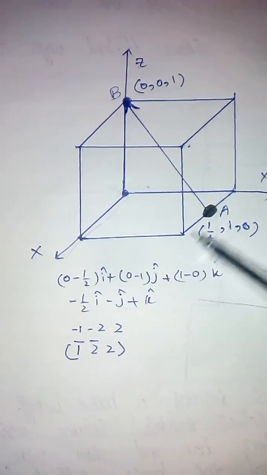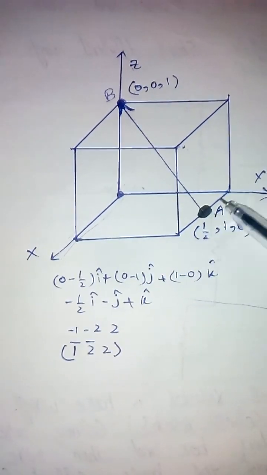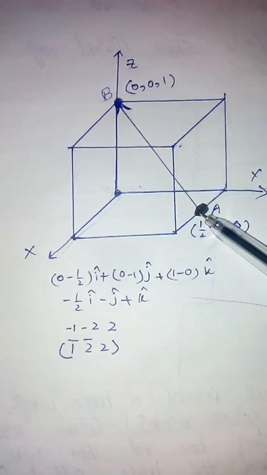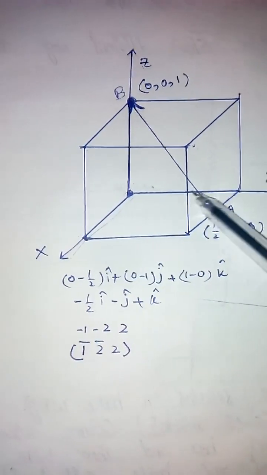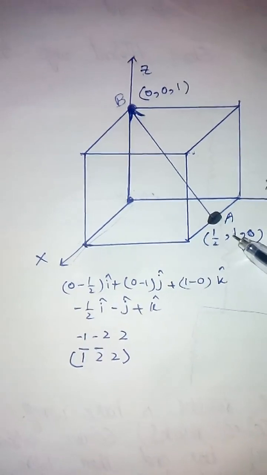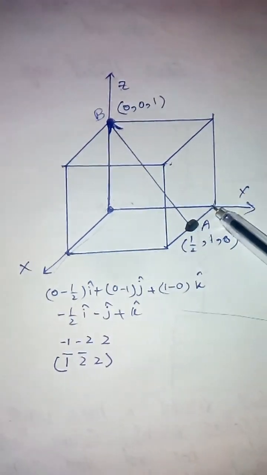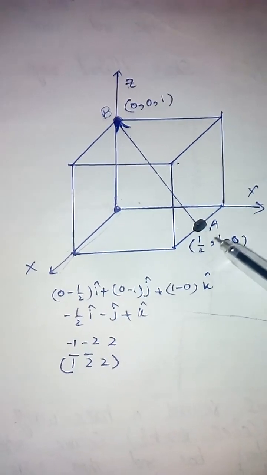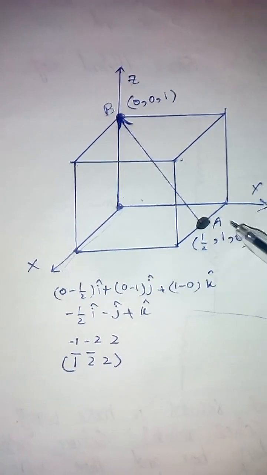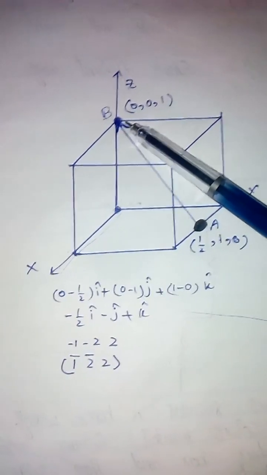This one is x, as this lattice point lies halfway along the x-axis, so half, and this lattice point lies 1 unit along the y-axis, so it is 1. And 0, as the supposed lattice point A doesn't lie on the z-axis. Now moving to the point B.